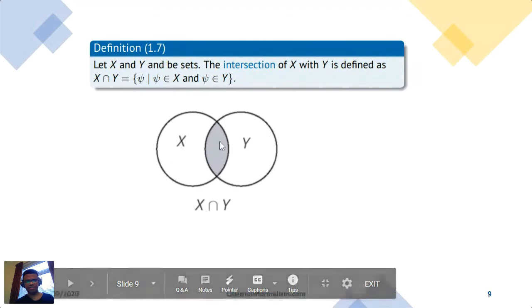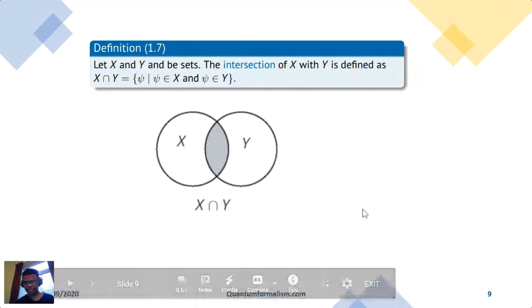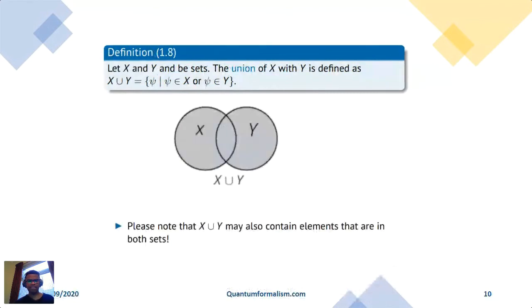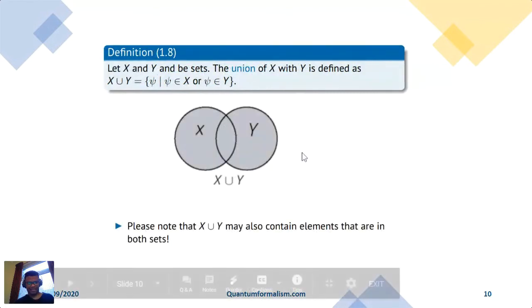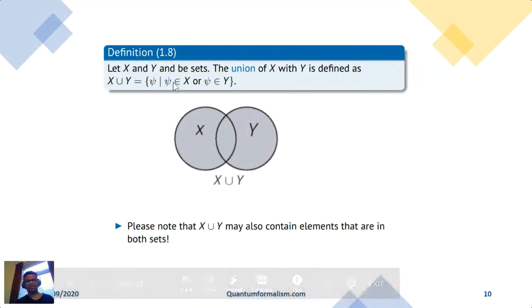A nice way of visualizing intersection is this. The intersection is where the two sets meet. So this is also kindergarten stuff. It's clear, I guess. The union, on the other hand, is defined like this: all the elements psi such that psi belongs to X or psi belongs to Y. But bear in mind that the union can also have elements that are in both sets. That's something you need to bear in mind.